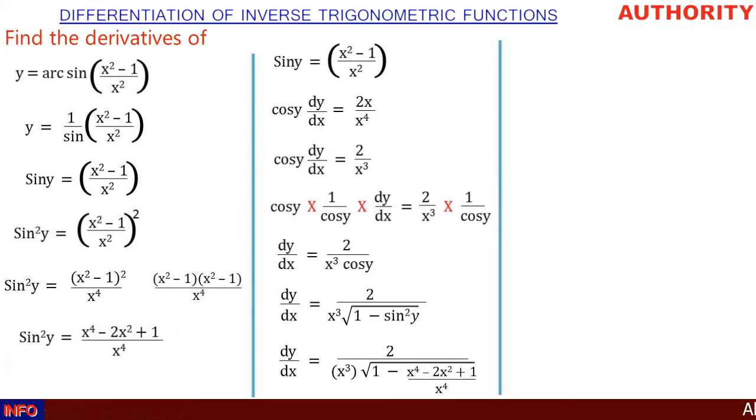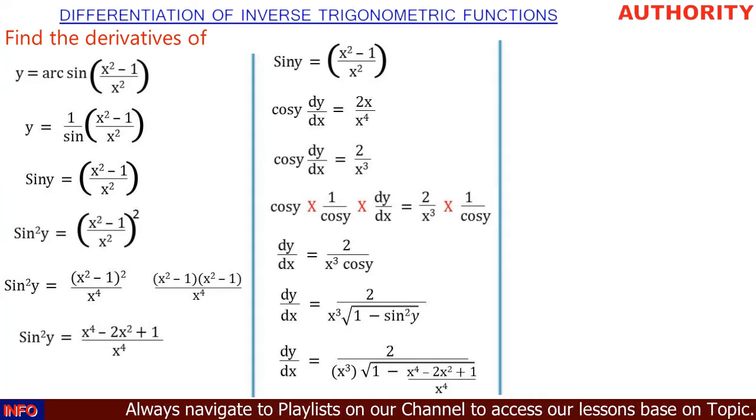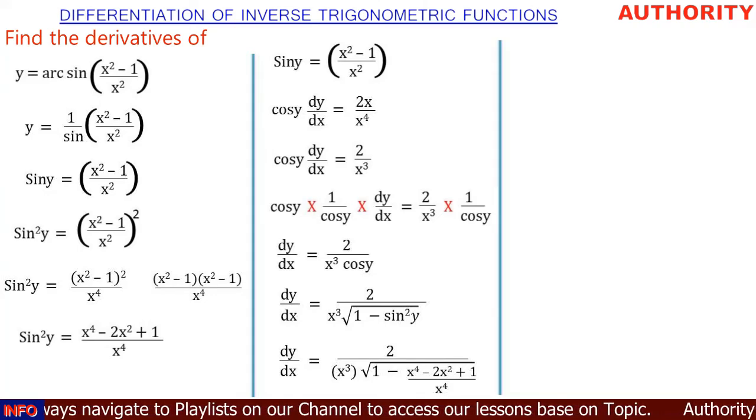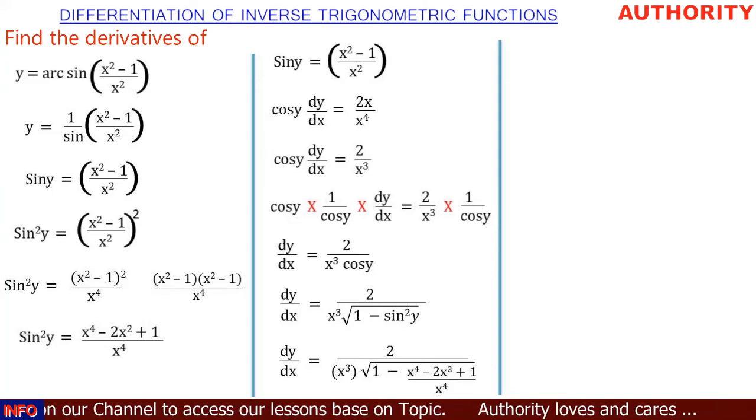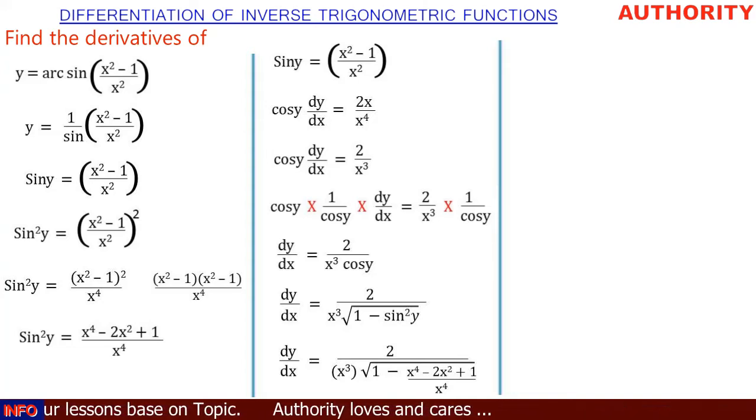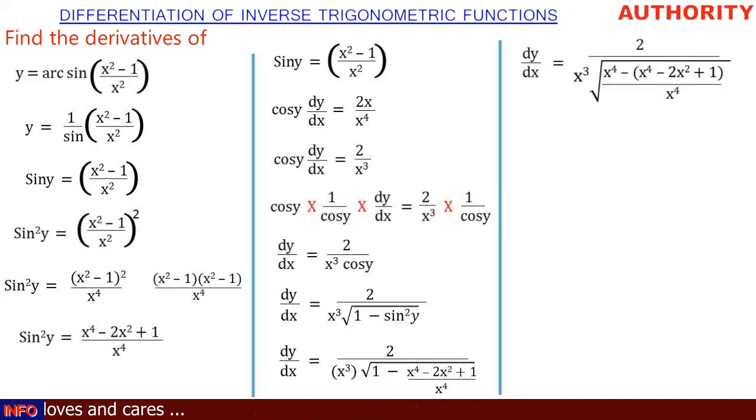So here we can combine 1 minus x raised to power 4 minus 2x raised to power 2 plus 1 all over x raised to power 4 together. You get it? If we want to combine it, we can look for the LCM. We have 1 all over 1, right? And then we have x raised to power 4 minus 2x raised to power 2 plus 1 all over x raised to power 4. So the LCM is going to give us x raised to power 4. So x raised to power 4 divided by 1 is going to give us x raised to power 4. Then x raised to power 4 multiplied by 1 is going to give us x raised to power 4.